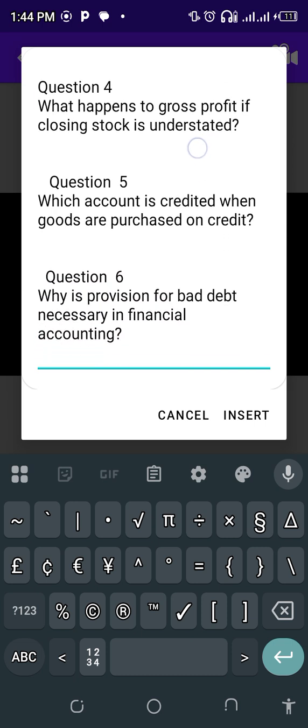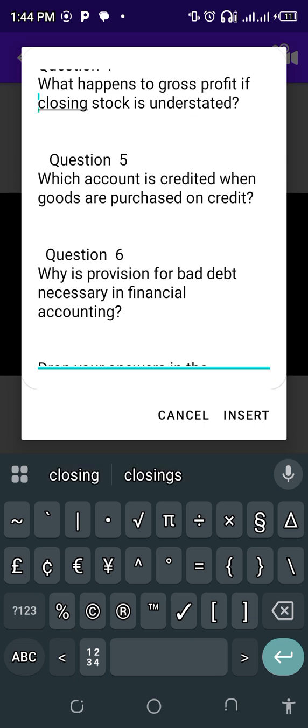Question 5. Which account is credited when goods are purchased on credit? Do you remember? Will you go back to the tutorial and try to find out the account that will be credited when goods are purchased on credit. When goods are purchased on credit is the same thing as when goods are purchased on account.